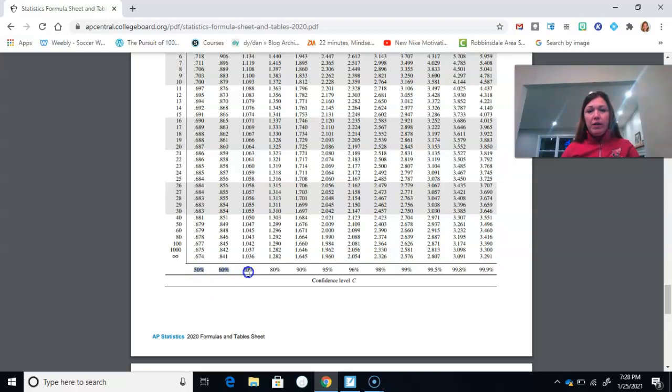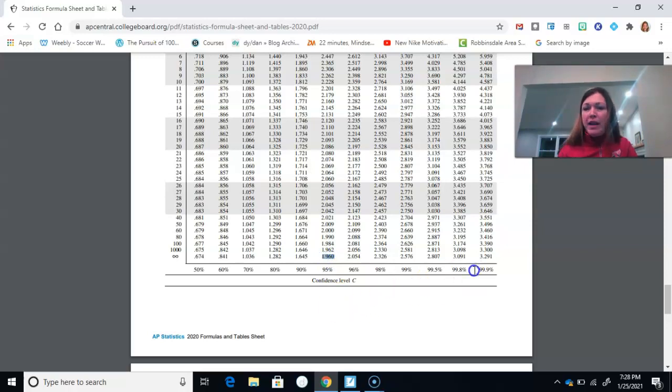Okay, what I want you to note is down here, you see these different confidence levels. This is how confident we are that the interval from the lower bound to the upper bound contains the true parameter. So this problem asks us for a 95% confidence interval. This row right here, the bottom row, these are our Z star critical values. So our Z star for 95% is 1.96.